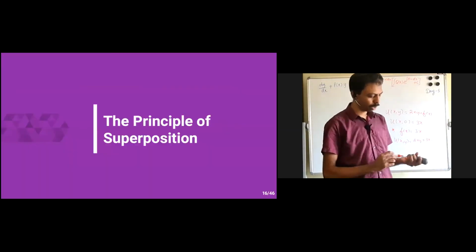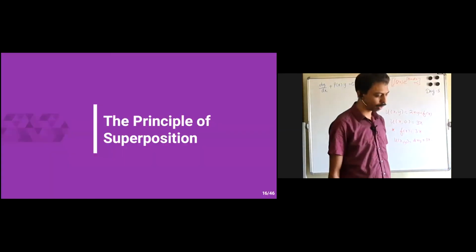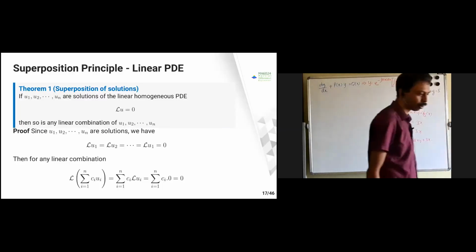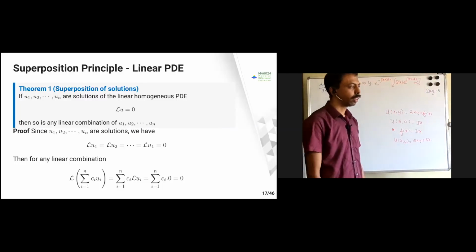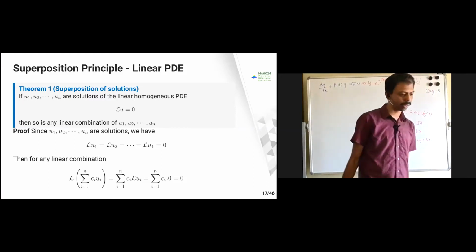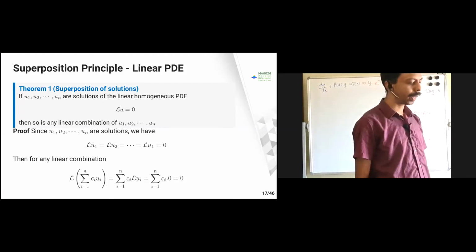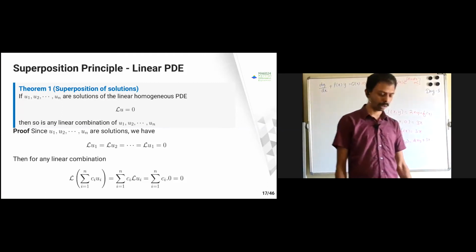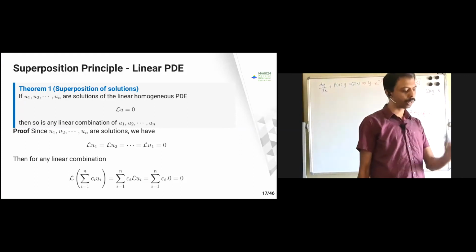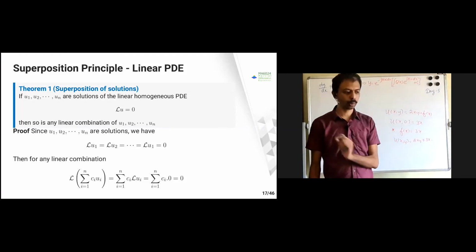Now we'll see the superposition principle. I hope you know what the superposition principle is in ODE. Suppose u is a solution of a linear ODE, either first order or second order. Then for a linear homogeneous ODE, if u1 and u2 are solutions, then alpha u1 plus beta u2 is a solution, which you might have seen.